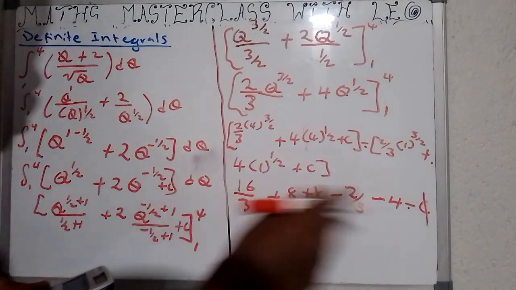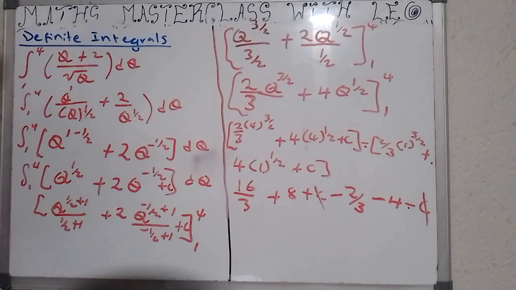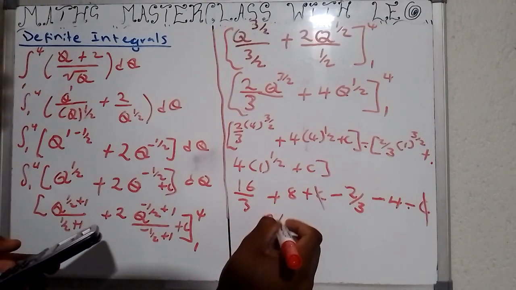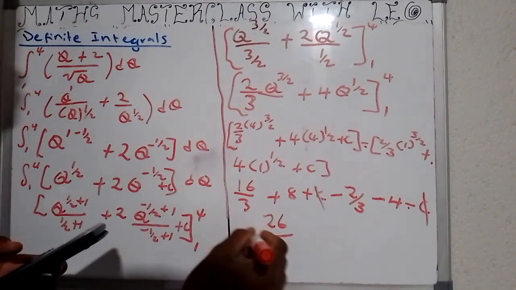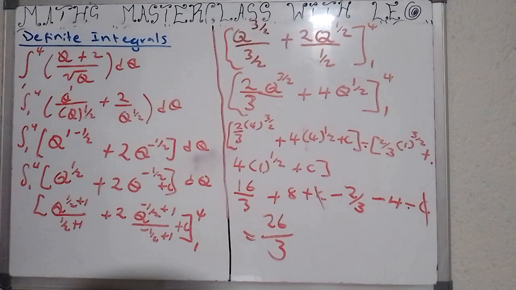So now deal with everything. 16 over 3 plus 8 minus 2 over 3 minus 4. I'm getting 26 over 3. That is my solution. I hope you enjoyed that class.